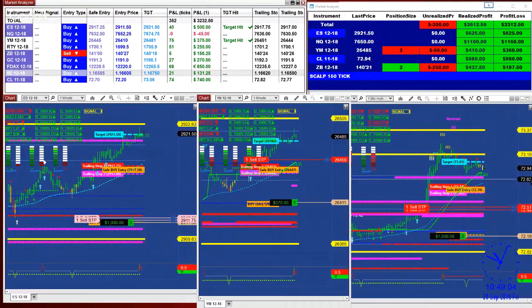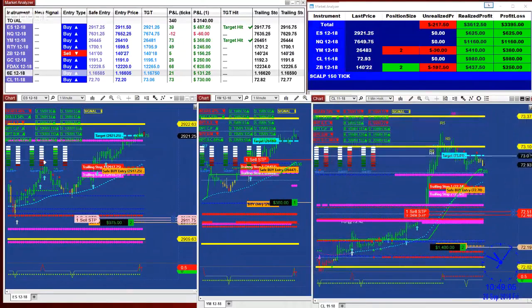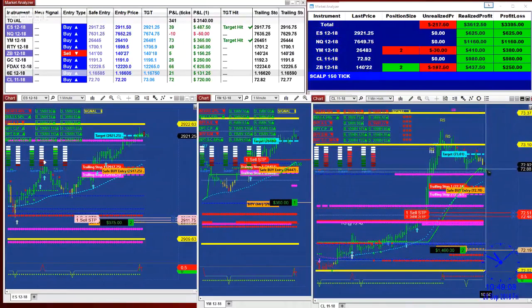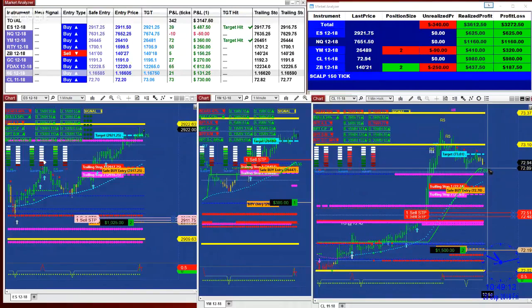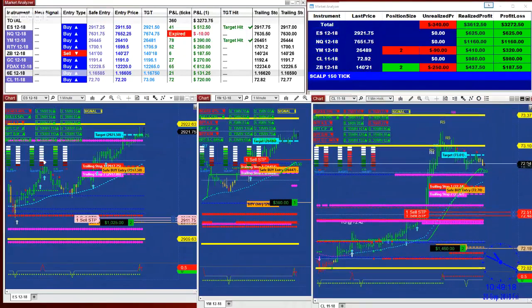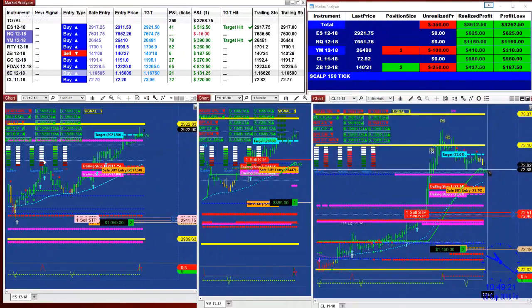Look at the CL. This is a very good potential re-entry point on the 72.89, folks. A very good potential long entry point on the 72.89. High risk trade, yes, it is.